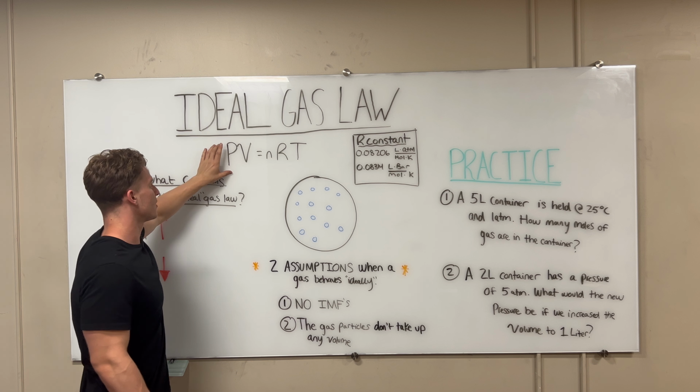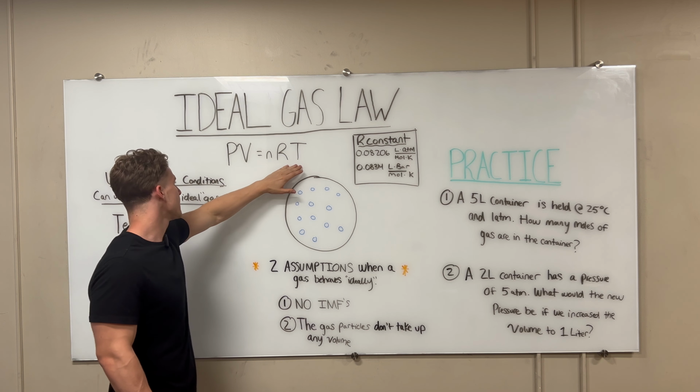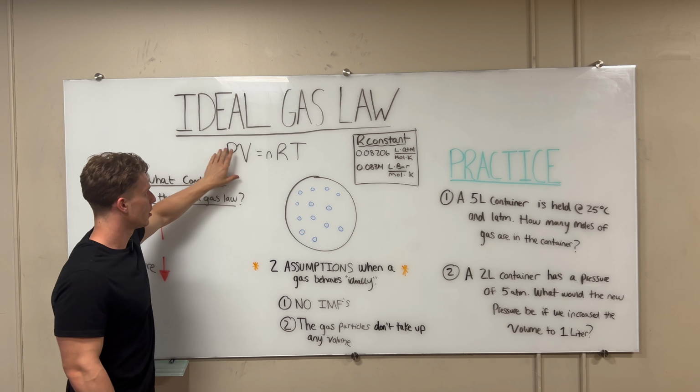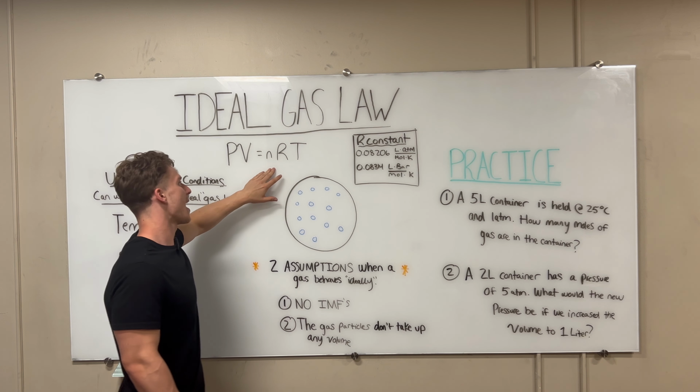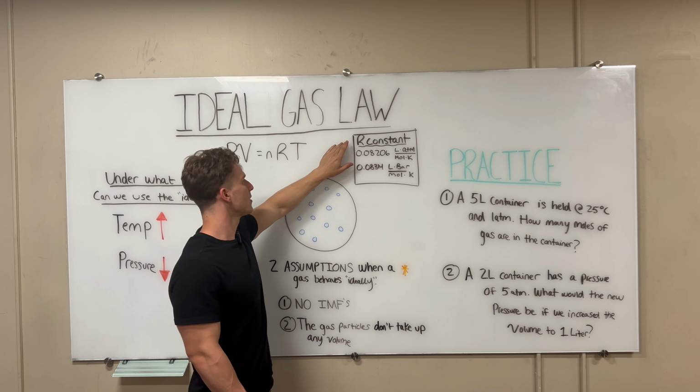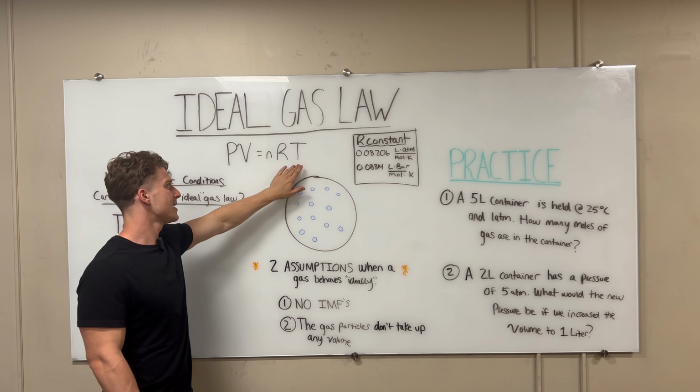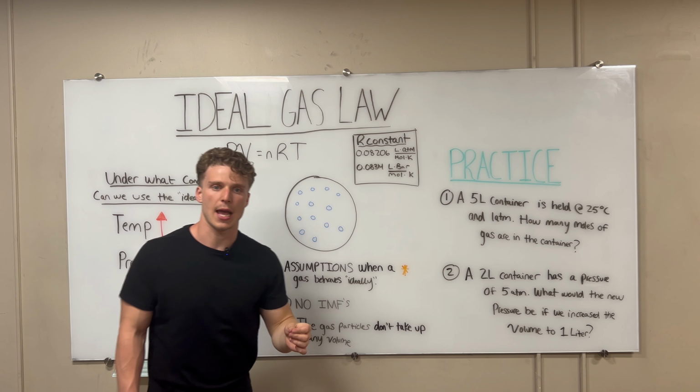So the ideal gas law is PV equals nRT. Now P stands for pressure, V stands for volume, n stands for the moles of gas, R is the R constant, which I'll come back to, and T is your temperature in Kelvin.